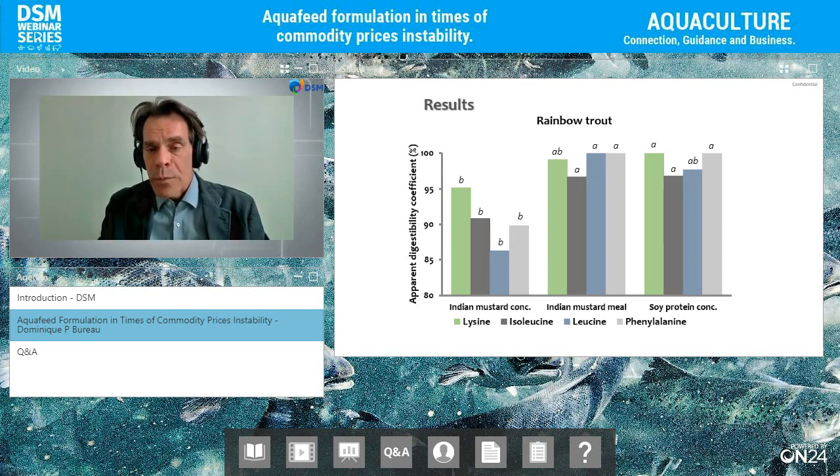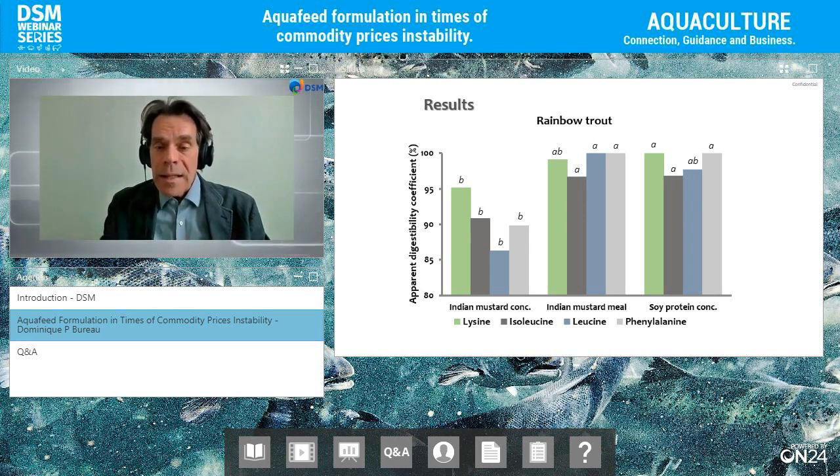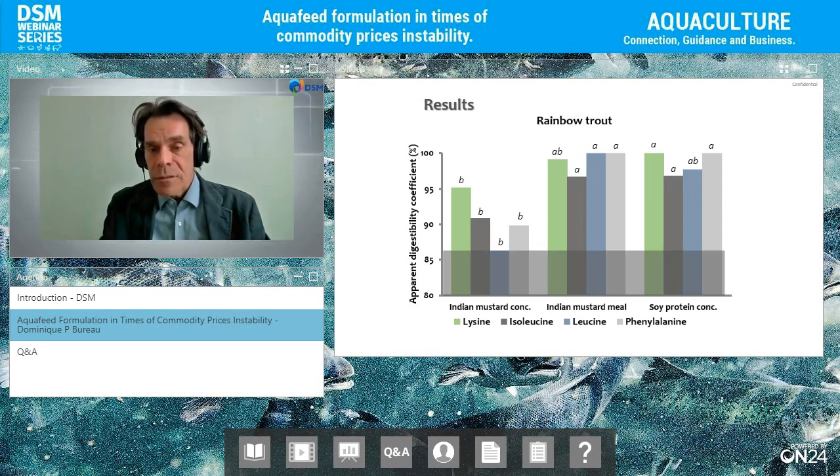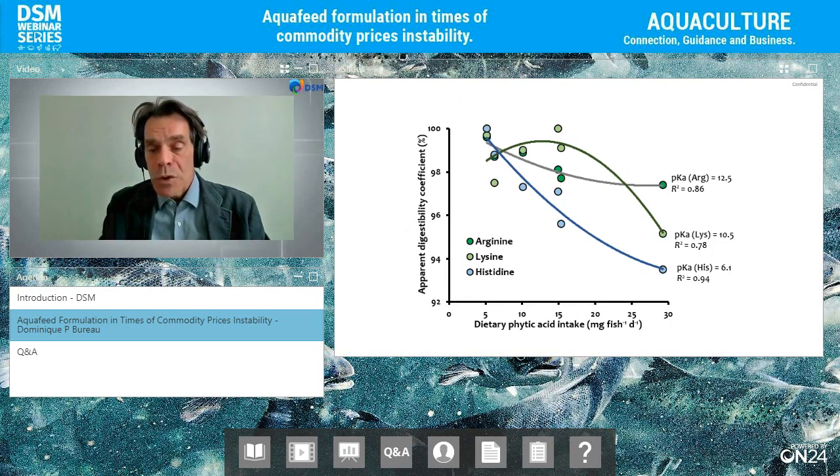So we had lower quality ingredients, or lower nutritional density ingredients. We had no problem with digestibility. But once we concentrated the protein, the phytic acid followed the protein and interfered with the digestion process. The amino acids that were responding the most to the decrease in digestibility were the ones most sensitive to this interaction with phytic acid, including histidine and lysine, whereas arginine was not really affected because it doesn't interact very well with phytic acid.